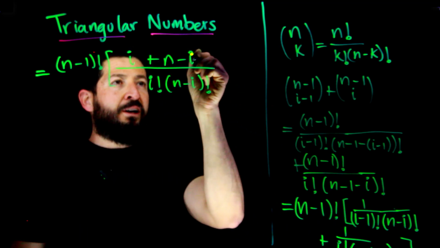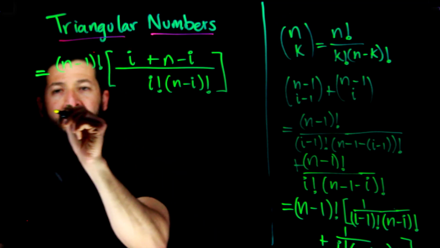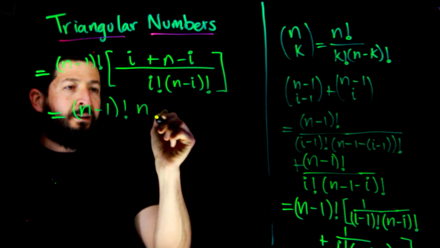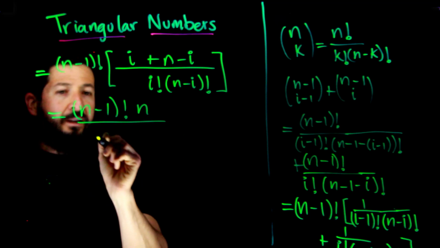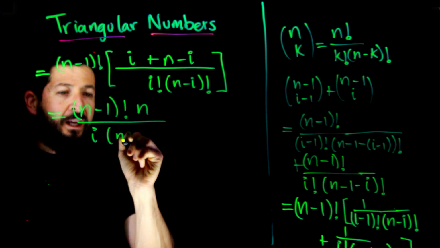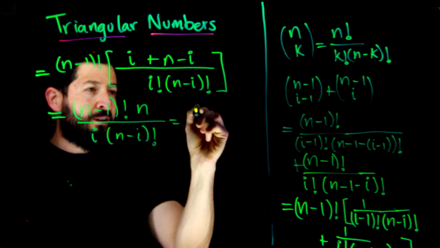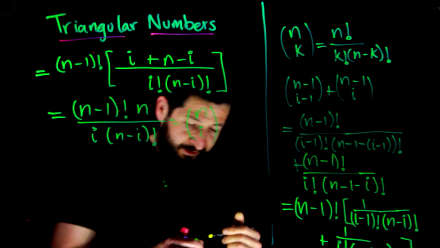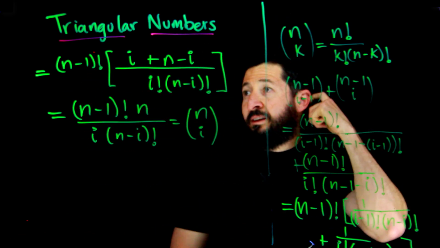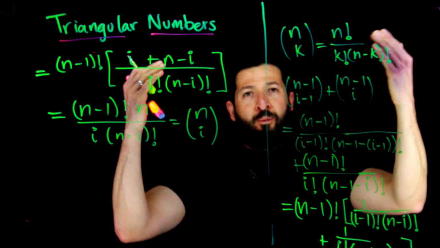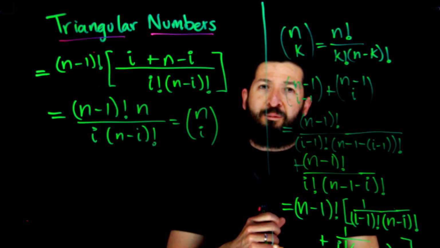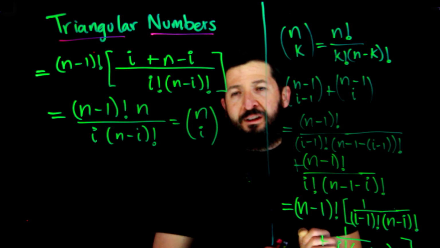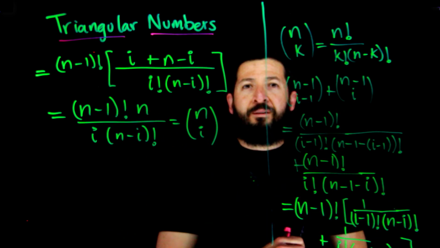So n minus i, and that gives me n minus 1 factorial times n, that's going to be n factorial right there, over i factorial, n minus i factorial, which is n factorial over this, which is n choose i, as we had advertised. So by doing an inductive argument, we show that the way we constructed our Pascal triangle actually gives us every binomial coefficient in the rows of the Pascal triangle.